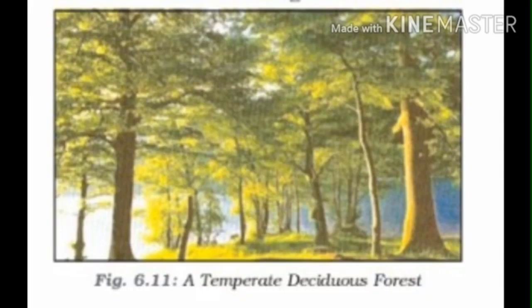What are the main plants found in this type of forest? Oak, ash, then fir, cedar, beech. These are the main trees found in temperate deciduous forest. Clear, children? Then what are the animals present in temperate deciduous forest? The animals like deer, then wolves, foxes, squirrels, and so on. These are the animals commonly found there.